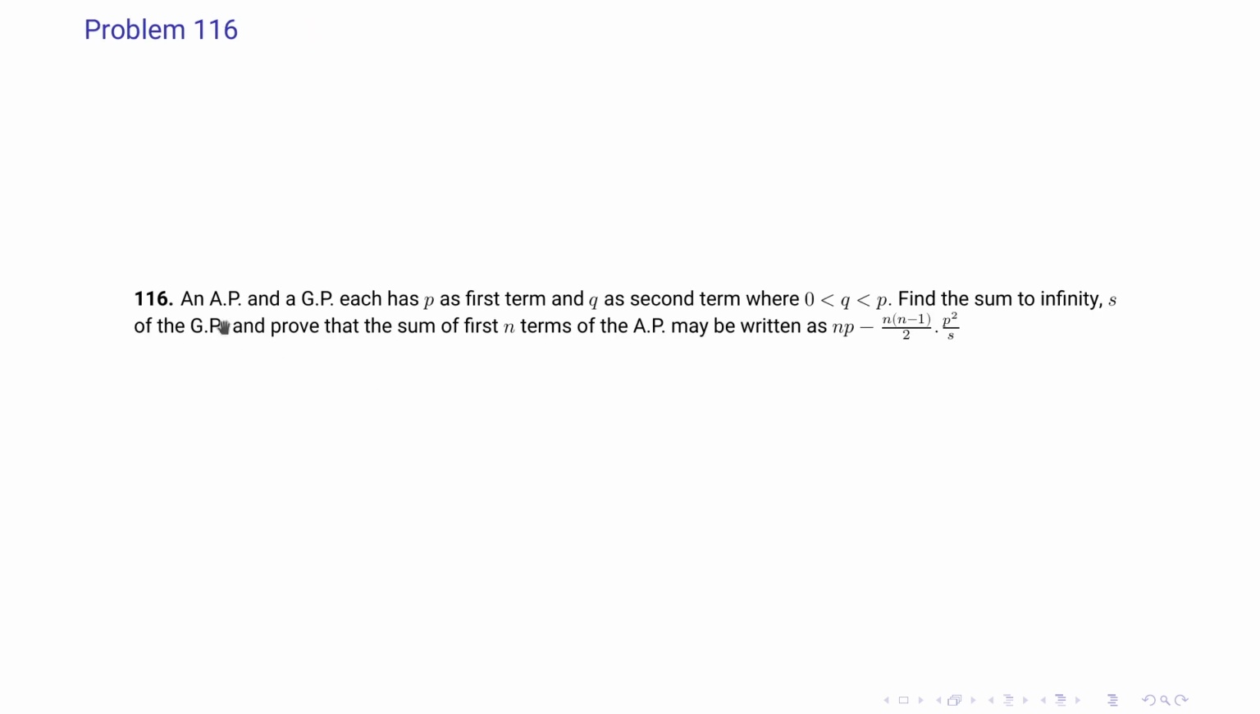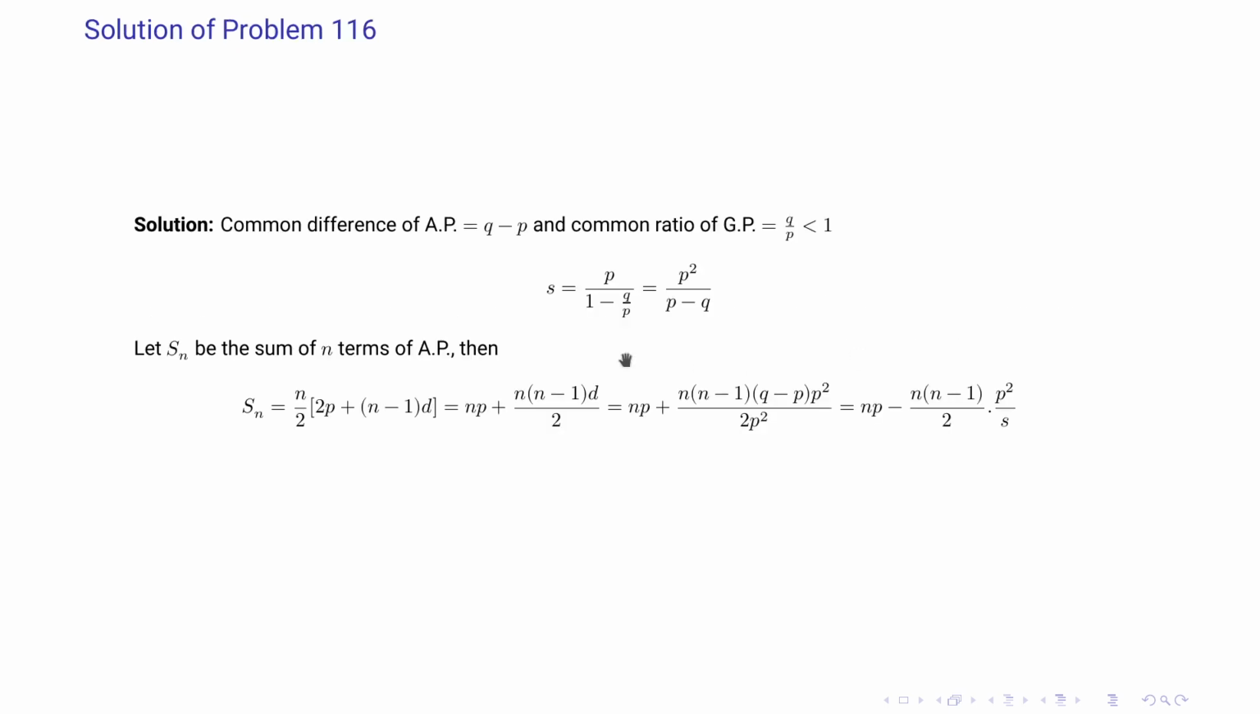Problem 116 says that an AP and a GP each have p as first term and q as the second term, where 0 is less than q, which is less than p. Find the sum to infinity S of the GP and prove that the sum of first n terms of the AP may be written as np minus n into n minus 1 by 2 into p square by S. So the common difference of the AP would be q minus p, and the common ratio of the GP would be q by p, which would be less than 1.